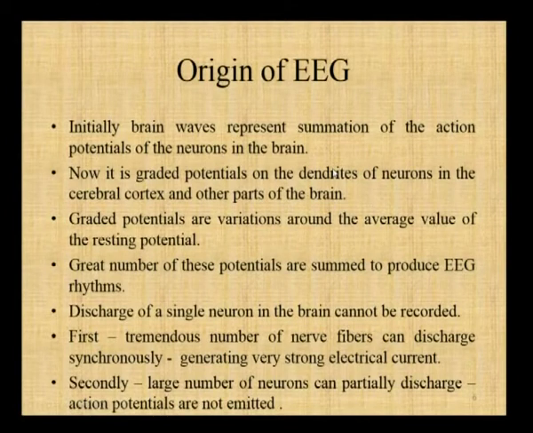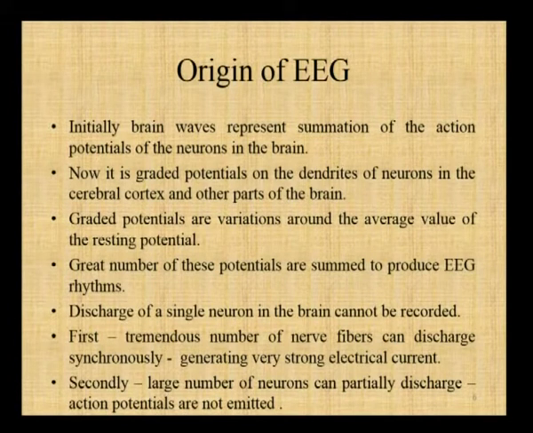So, the graded potential is the variation around the average value of the resting potential. These two types will not have much difference; you are just going to differentiate the potential alone. Graded potential will be the average of the potential. A great number of potentials are summed to produce an EEG. So, it is not a single potential you are going to get from the skull portion of the patient.